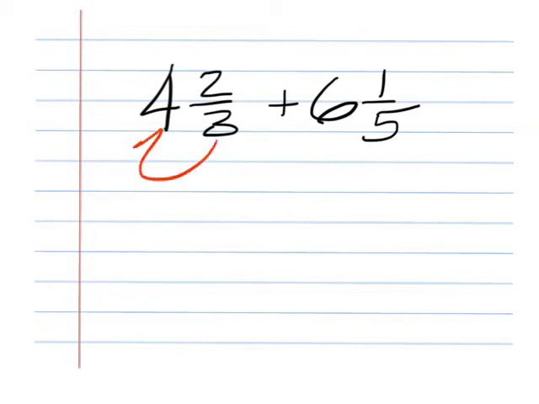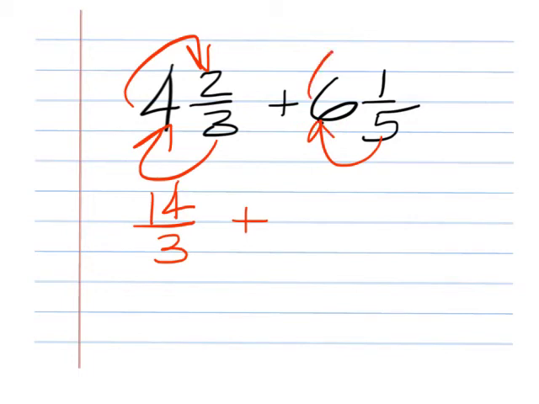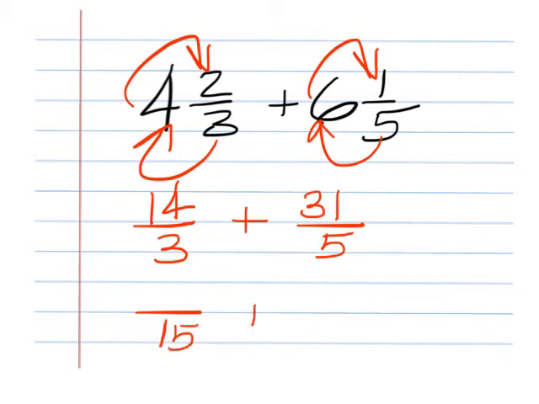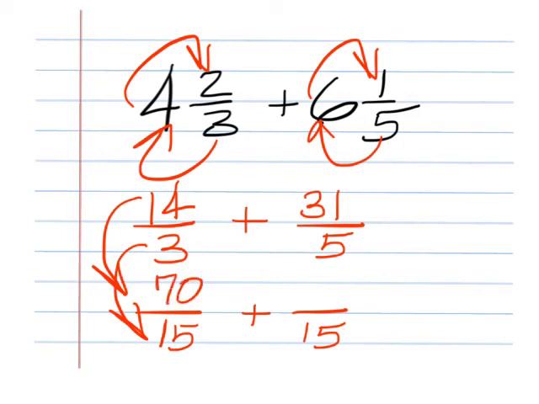Solution for the practice. I'll do this the improper fraction way. 3 times 4 is 12, plus 2 is 14. Put it over 3. And then 5 times 6 is 30, plus 1 is 31, over 5. The common denominator between 3 and 5 is going to be 15. You have to multiply 3 by 5 to get 15. So 14 times 5 is 70.